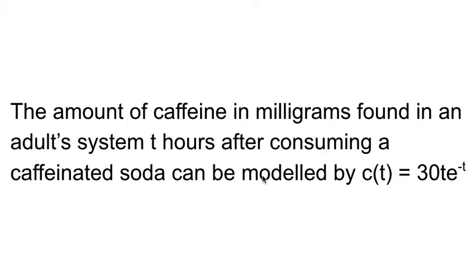Okay, this is my final revised concept analysis. The amount of caffeine in milligrams found in an adult system T hours after consuming a caffeine soda can be modeled by C(t) = 30t e^(-t), where t is hours and C is the amount of caffeine in milligrams.